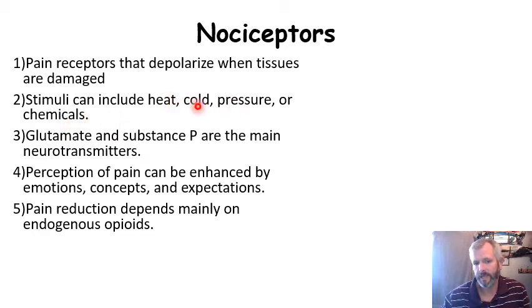So you can see they can have a mechano modality, they can have a thermal modality, and a chemical modality. Two of the main neurotransmitters in this pathway are glutamate and substance P, along with, we'll see, the opioids. Endogenous opioids are in this place. You actually have opioid neurotransmitters in your system. The ones we think about are the drugs that elicit activity at the receptors for these endogenous opioids.